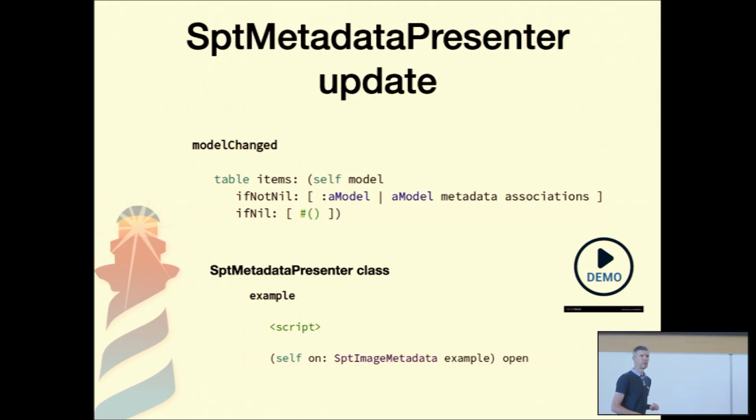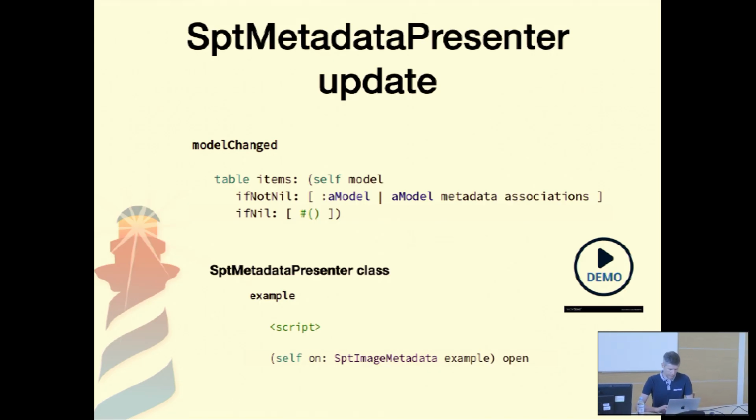For the metadata presenter, we inherit from a spec presenter with model, so we define model change. So what do we do? We just need to set items to the table. So I ask my model, if it is nil, it will be an empty array. If it is not nil, I will just grab the metadata and get the association. That's all. And after, I can just define an example class method to instantiate my presenter on some data and just open my presenter.